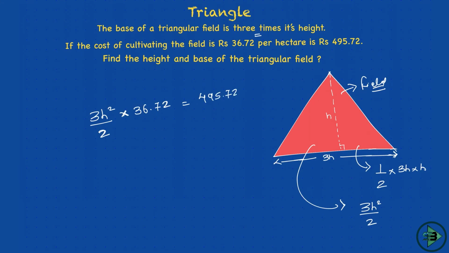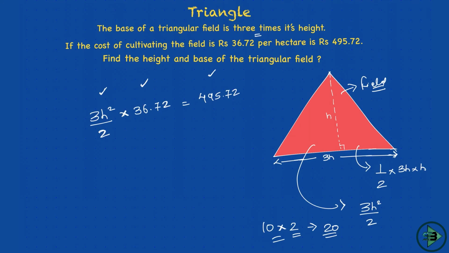Okay, if you're not getting this, see, if the area is 10 and the cost of cultivating each meter square of area is 2, so the total cost will be 20, right? That's what I'm using here. This is the total area, the cost of cultivating per meter square or centimeter square of the area, and then the total cost that will be required. Okay, so this is what I get here. Now I just have to solve this.